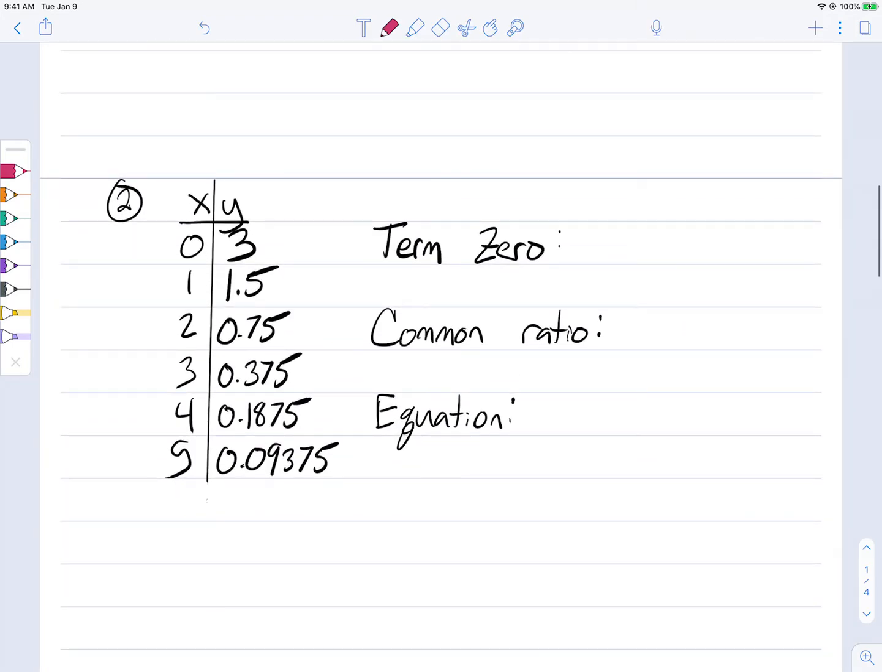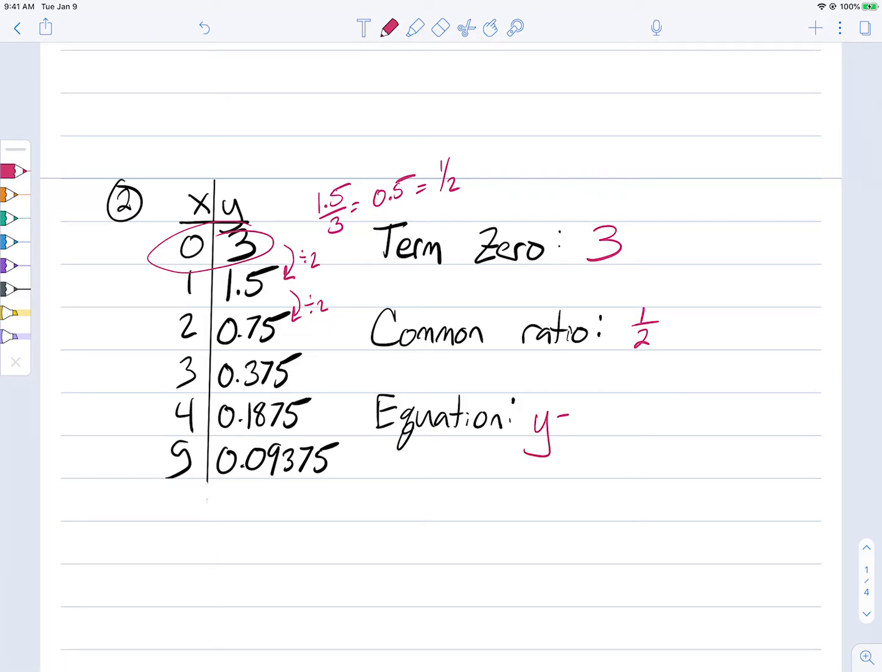Let's try another one. This one, term 0 is on the table of values. It's a 3. It's right here. Now this one looks like it's getting smaller. So let's do the common ratio. If I did 1.5 divided by 3, I would get 0.5 as a decimal. That is the same as 1/2. I would take either of those, but preferably the fraction. If you think about it, you are dividing by 2 constantly, because half of 3 is 1.5, half of 1.5 is 0.75, and dividing by 2 is the same as multiplying by a half.